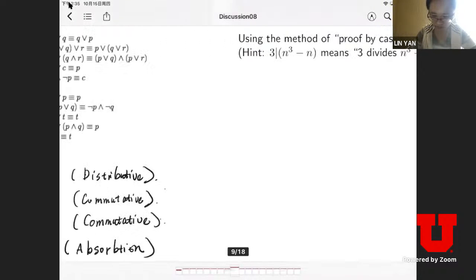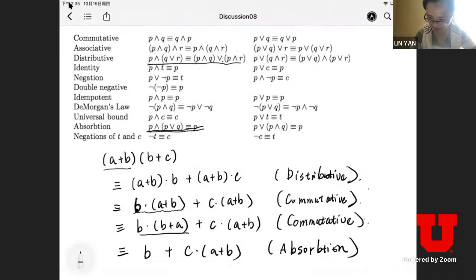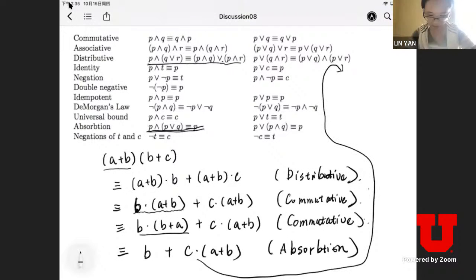Then we can use the distributive for the second item. So it is equal to B plus CA or CB. This is by distributive.